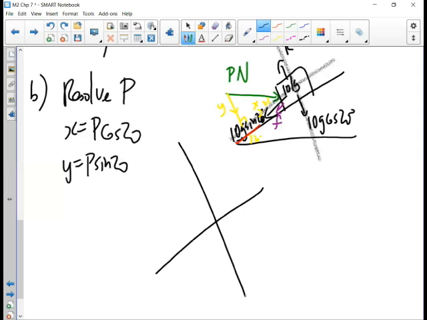So on the y-axis, we've got reaction upwards. We've got 10g cos 20 downwards. So I'll put a little tick next to it. Done. Next one, 10g sin 20 on the left, on the x. So on the x-axis, 10g sin 20. We also have friction. So put a tick, means done. Friction.